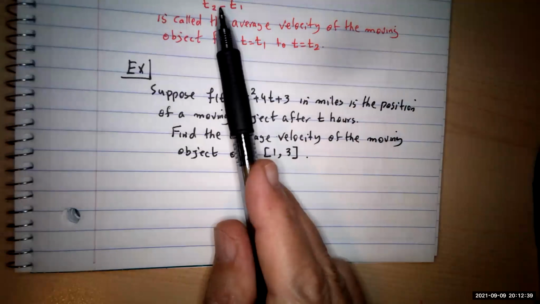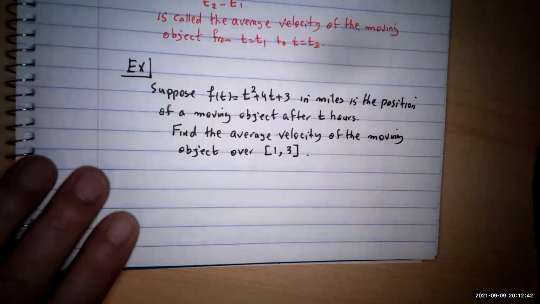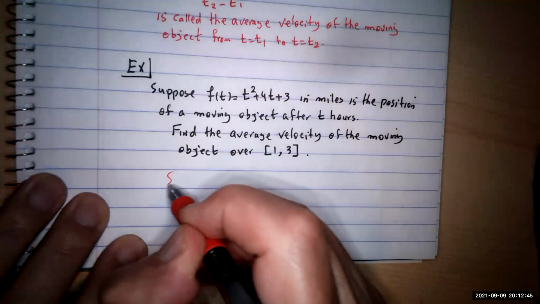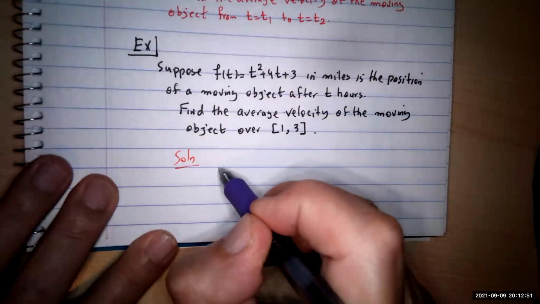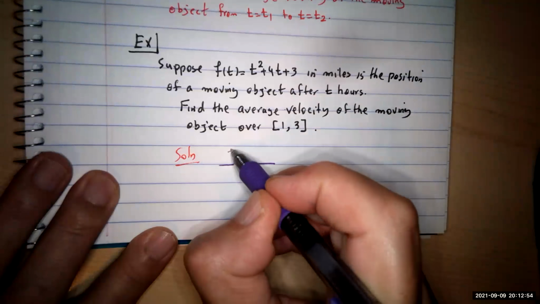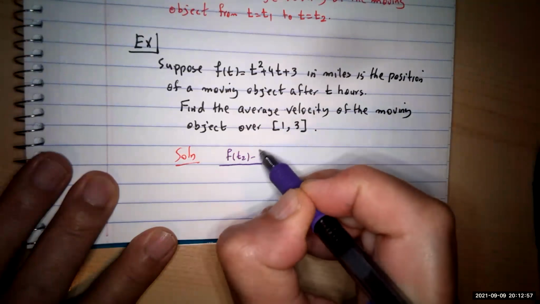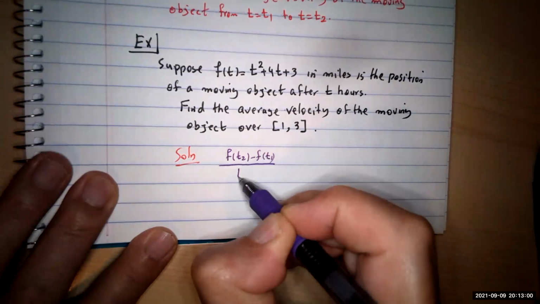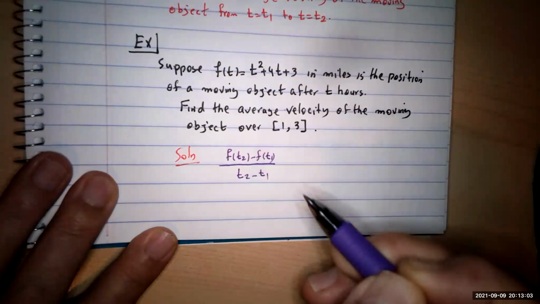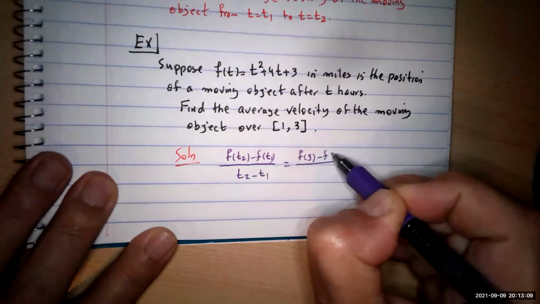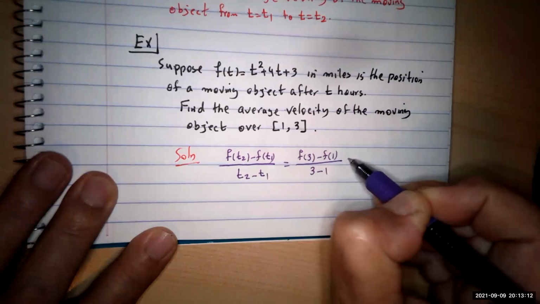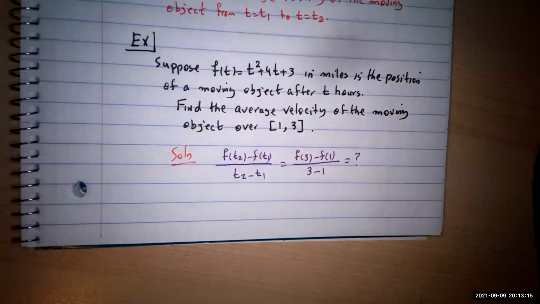Okay, the formula that we are going to have. So this is going to be the solution. What you have to find is f of t2, just the secant line, minus f of t1, divided by t2 minus t1. So you have 1 and 3. You want to find f of 3 minus f of 1, divided by 3 minus 1. This is going to be the average velocity. You substitute, simplify it, and that gives you the result.